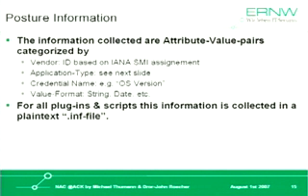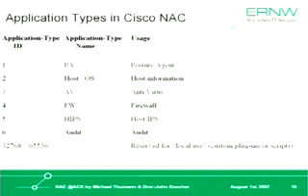Then the second part is the application type. So there are well-defined values for applications. We'll have a look at that on the next slide. Then the credential name, and then the format of the collected information. Is it a string? Is it an integer? Is it a date format, etc.? Okay, and for all plugins and scripts you want to use, you need to describe the posture information collected in an inf file. And Cisco provides a couple of these too.